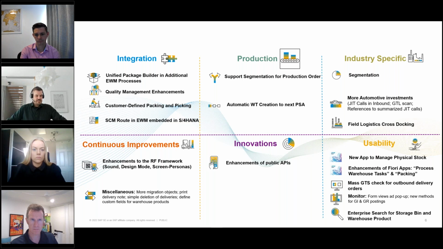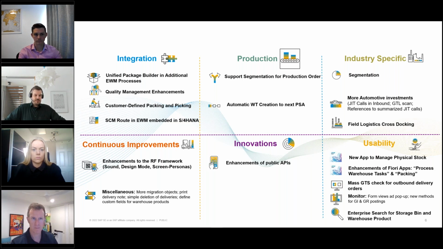We have done some quality enhancements. We have this so-called custom defined packing and picking. This might be known as the VL10HU transaction back in the day. Here you get production orders that are already packed to the needs of your customer, and you would not like to split or break them off. With the warehouse and the outbound delivery order, you ship according to the needs of your customer. We enabled the SCM route in embedded EWM again. Via that, you can even do cross-docking again.